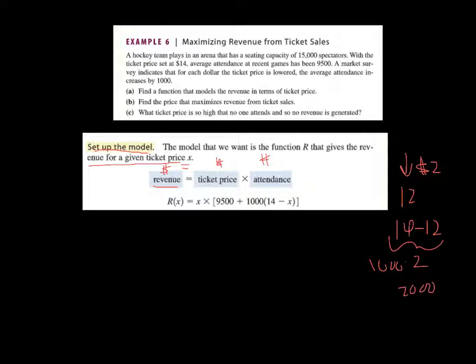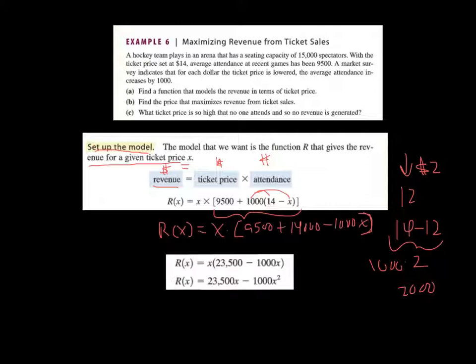So now what? Now we just crunch this down a little bit, okay? We're going to have to distribute the 1,000 and combine like terms. So I'm just going to slip in, in good Brecklin handwriting fashion, the part in between. When I distribute that 1,000, I'm going to have the 9,500, and then 1,000 times 14 is 14,000. 1,000 times negative X is minus 1,000X. When I combine these two, I get 23,500 minus the 1,000x.